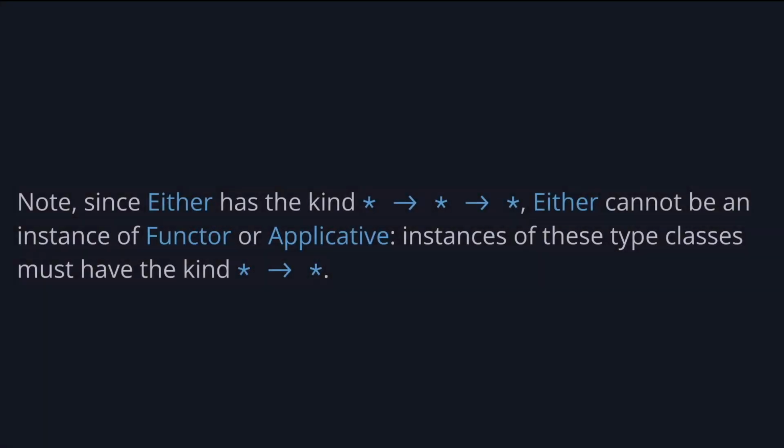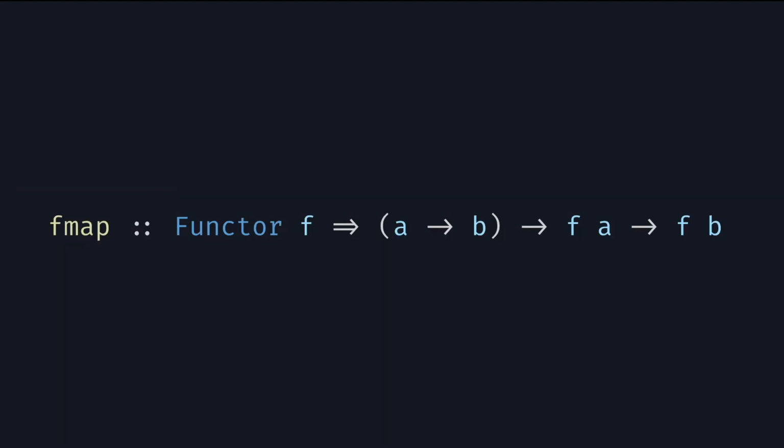Note, since Either has a kind Type to Type to Type, which means it takes two parameters, Either cannot be an instance of a functor or applicative. Instances of these type classes must have the kind Type to Type. Remember that when we look at a type class function signature like fmap and we want to implement it for a specific type, in place of the f, we need to be able to substitute the f with the target type.